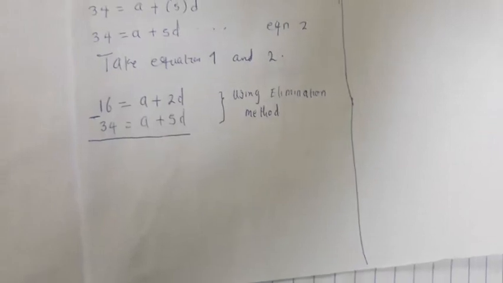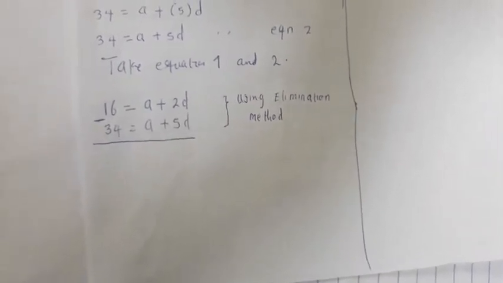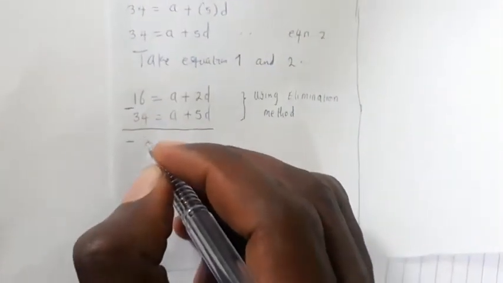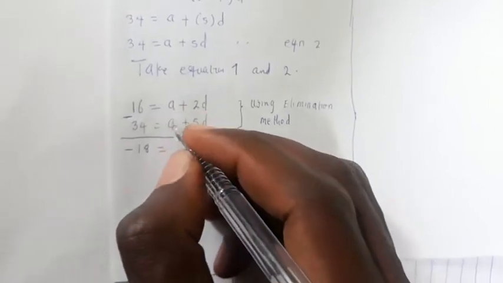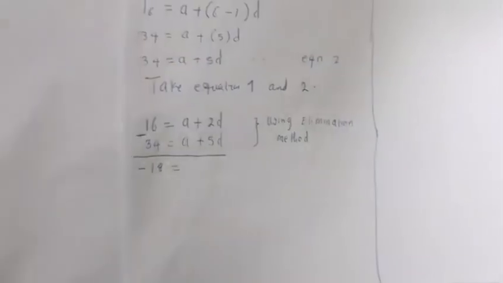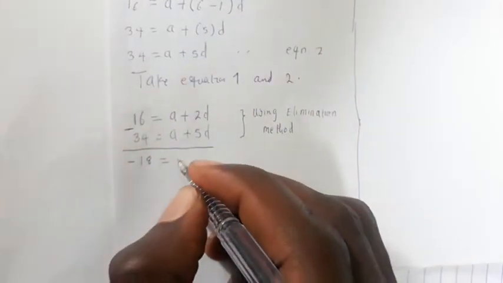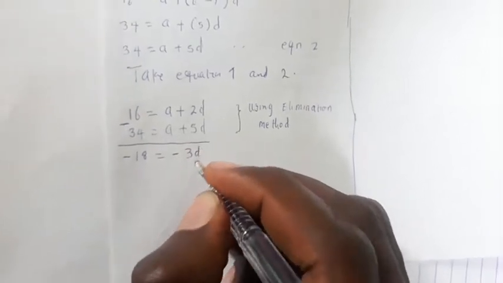16 minus 34. What's the answer? 16 minus 34 is minus 18. Here we have minus 18 equals A minus A. This is 0, this will cancel each other. We have 2 minus 5, that is minus 3. 2D minus 5D, we have minus 3D.